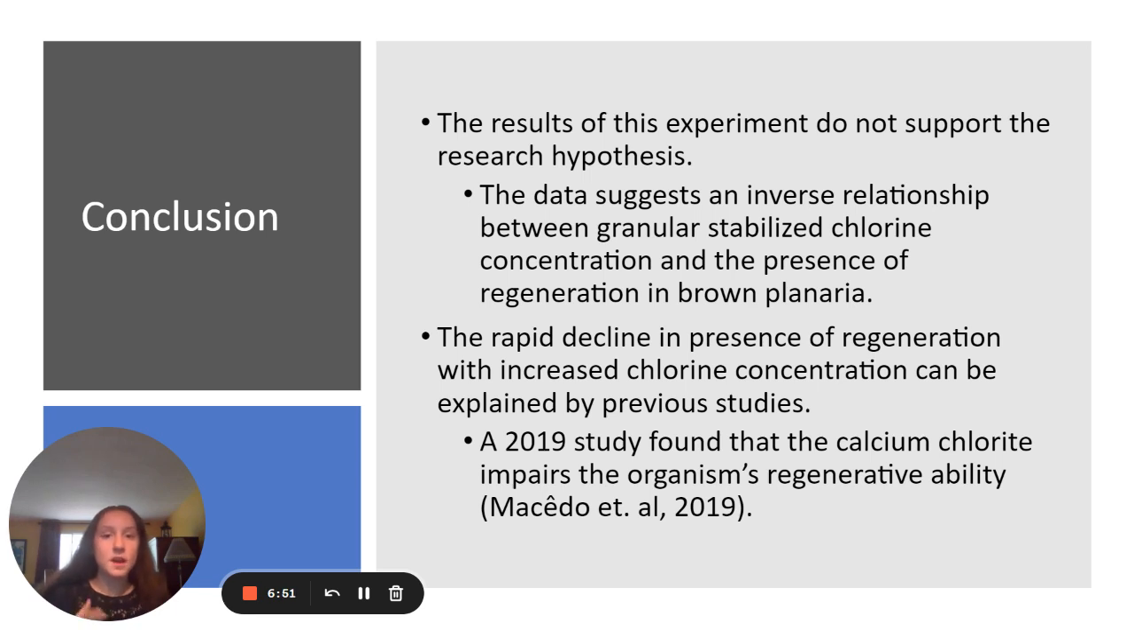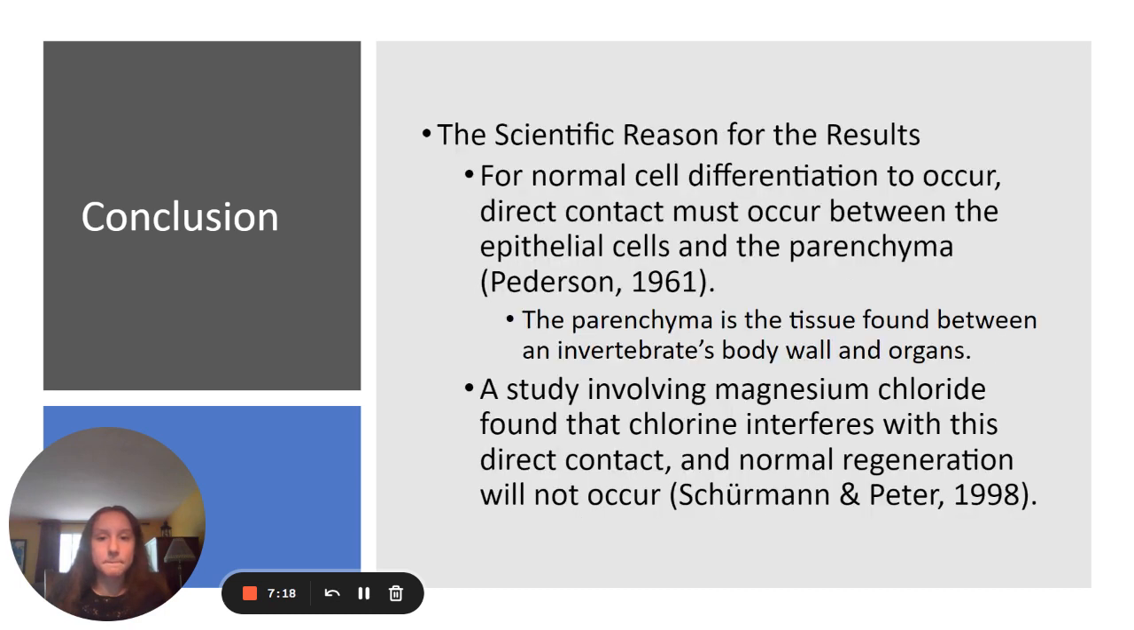Moving on to my conclusion, the results of this experiment did not support the research hypothesis. In fact, the data suggest an inverse relationship between granular stabilized chlorine and the presence of regeneration in brown planaria. The rapid decline in the presence of regeneration with increased chlorine concentration can be explained by previous studies, including a 2019 study that found that calcium chloride impairs the organism's regenerative ability. Calcium chloride is a chlorine byproduct that is very similar to granular stabilized chlorine.